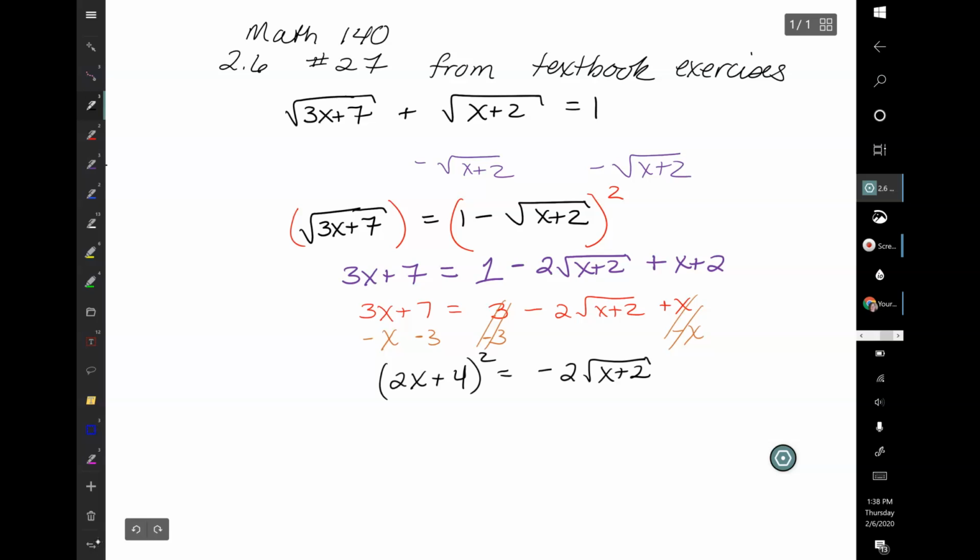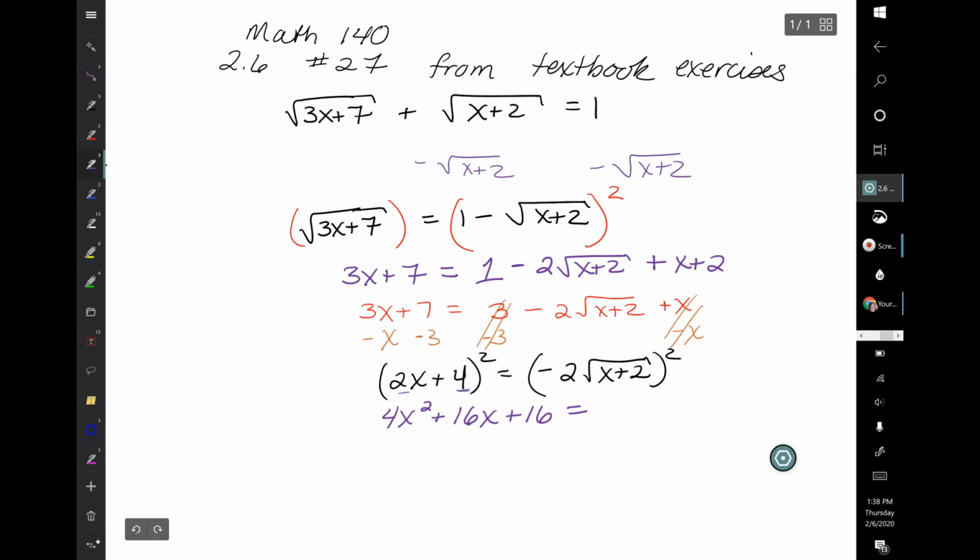And what I'll get is 2x squared, I should just write that as 4x squared, plus twice the product of the two terms. So if it's 2x times 4, that'd be 8x, and then I double it to get 16x. And then the last term, I just add the square, plus 16.